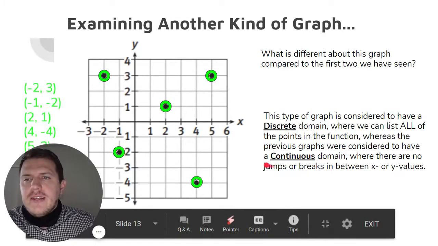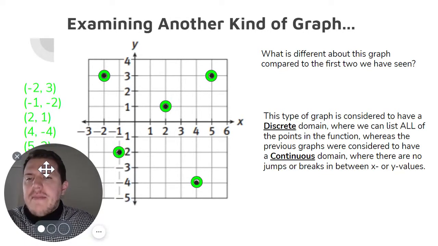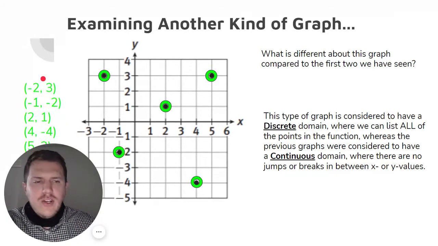So because we can list these ordered pairs, that means we can have this as our domain and range for the function. Listing all my x values of these ordered pairs, and listing all the y values, those would be my domain and range.